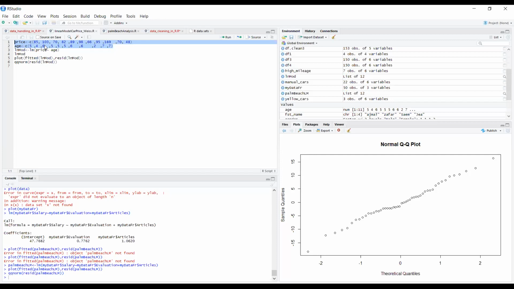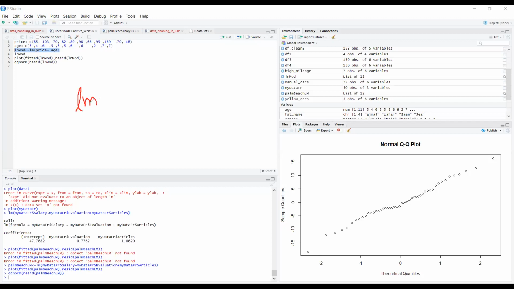Then I have another command, which is a very important command. You can see lm, and I am writing this by pen. How to build the model in R is one of the important things. lm stands for linear model.